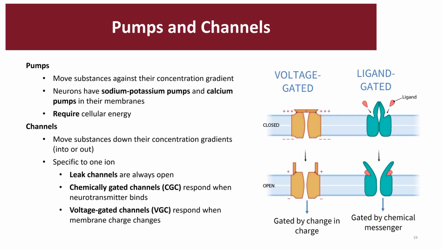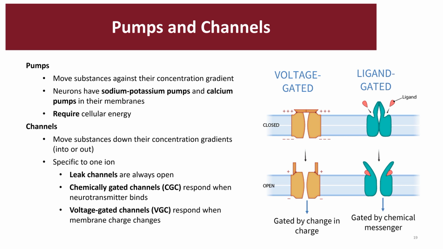Communication through action potentials. Pumps are proteins that move substances against a concentration gradient, which requires an input of energy. Our neurons are filled with these kinds of pumps, the sodium-potassium pump and a calcium pump. On the other side, channels do not require ATP, and they are able to move ions down the gradient, from high to low concentration. They're oftentimes specific to one dedicated kind of ion.